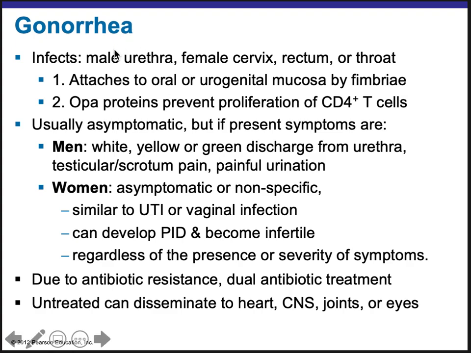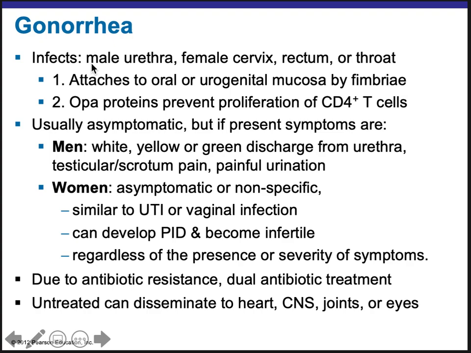any mucous membrane can become infected. So the most common areas of infection would be the male urethra and the female cervix. But if you're having anal sex, the mucous membranes of the rectum can become infected. If you were to have touched the bacteria and then rub your eye, you could get an eye infection. Oral sex, you can infect your throat, right? So any mucous membrane can become infected with the gonorrhea bacteria.